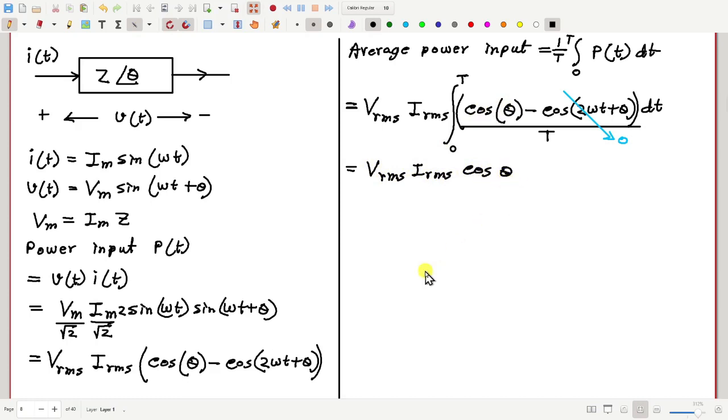Okay, so is this derivation okay with you? Yes, sir. So this is the expression of average power consumed by this impedance Z. So this is the formula: always the RMS value of voltage times the RMS value of current multiplied by cos theta, where theta is the phase angle difference between the voltage and current.